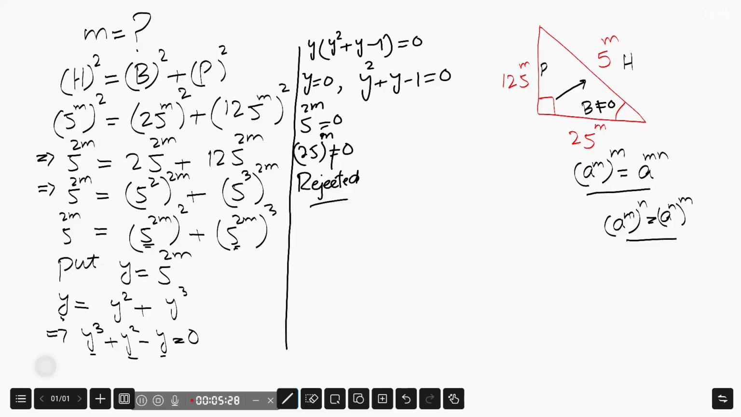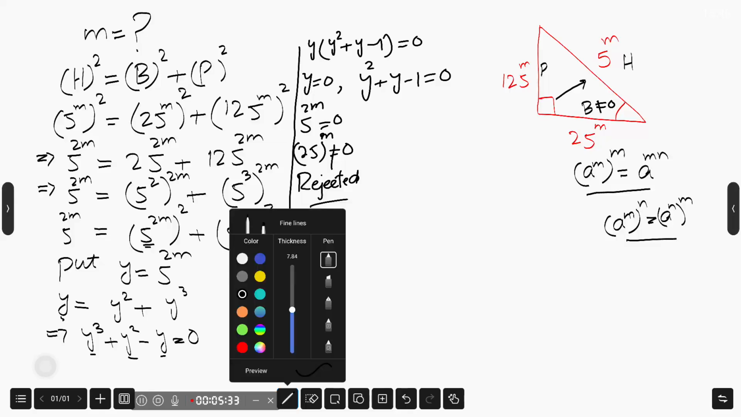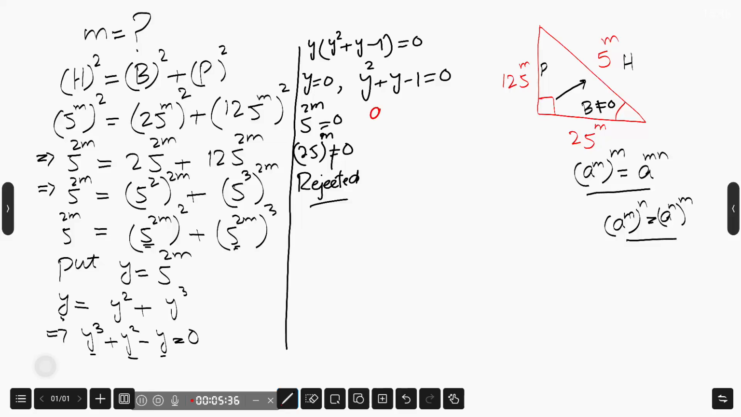First we write the coefficients of this equation: a equals 1, b equals 1, and c equals -1. These are the coefficients of the above equation. So here we use the quadratic formula, and you know about the quadratic formula. It is stated as minus b plus minus square root of b square minus 4ac, divided by 2a. So here we substitute the values of a, b and c, and we simplify the terms.